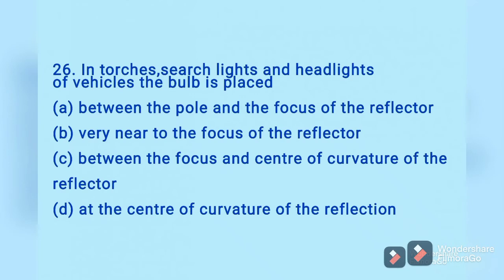26th question. In torches, searchlights and headlights of vehicles, the bulb is placed: option A, between the pole and the focus of the reflector. Option B, very near to the focus of the reflector. Option C, between the focus and center of curvature of the reflector. Option D, at the center of curvature of the reflector.